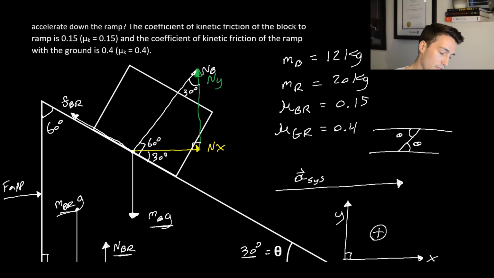Now, we're also going to have to do this for the force of friction, because that actually is in both the x and the y direction in this case. So here, I'm going to do it in blue, that we have a force of friction, so I'll write FBRX, and we're going to have a force of friction in the y direction, so that'll be FBRY.